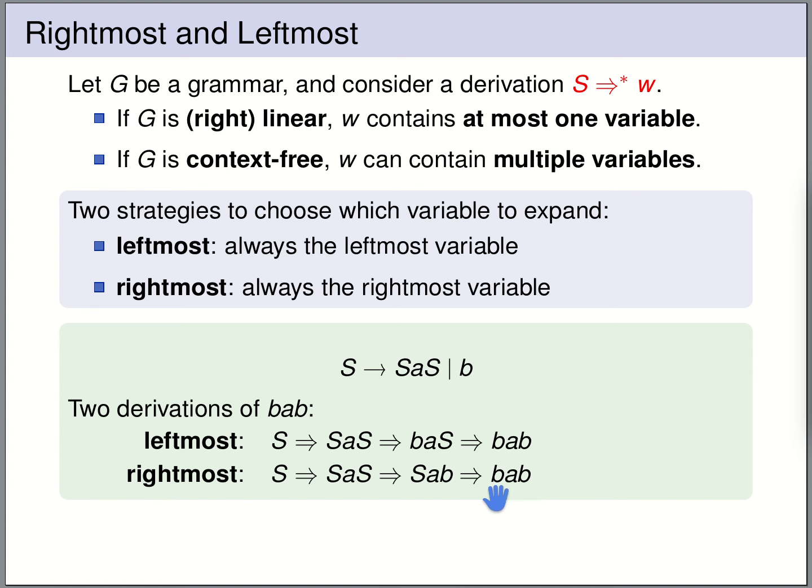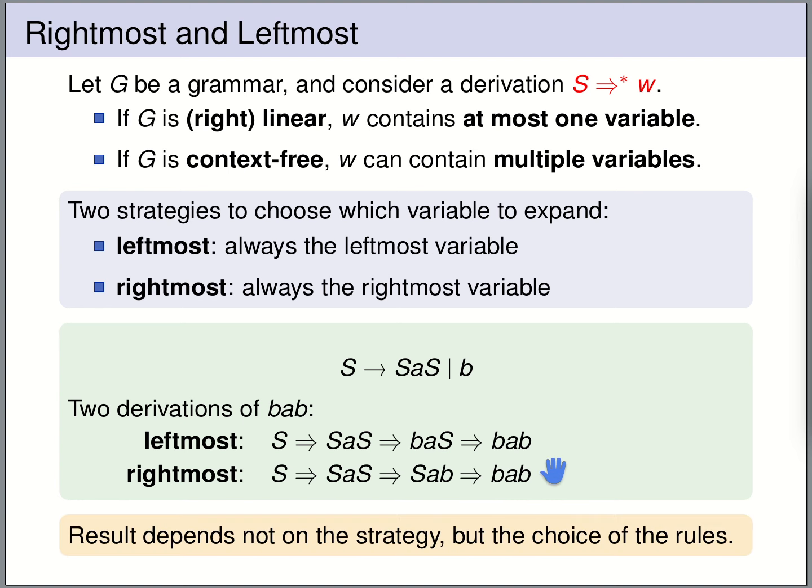So if we have derived a word with multiple variables, then there is a choice as to which variable we are going to replace. Now, actually, it does not really matter what variable we choose. What really matters is what rule we apply for which variable. So the result of our derivation does not really depend on the strategy. It only depends on what rules we choose for which variable.